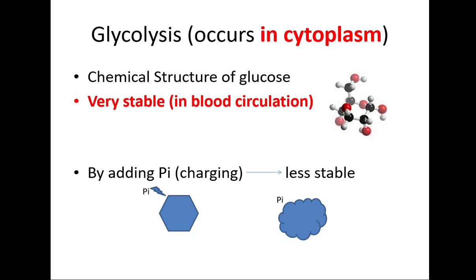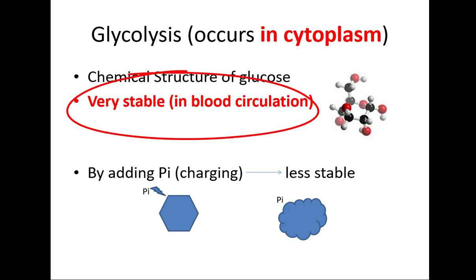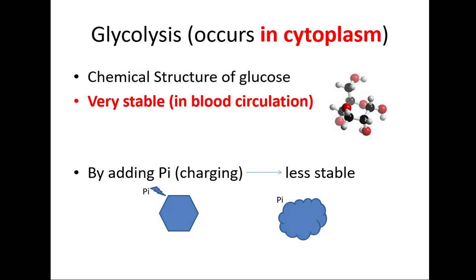So glucose in blood circulation should be very stable, so it can go to other places, right? But the problem is in the tissue. If the glucose molecule is very stable, it can hurt our tissue. So we should make this glucose molecule less stable. How can we do that? By adding inorganic phosphate. Another term is charging. Charging this molecule makes it less stable.